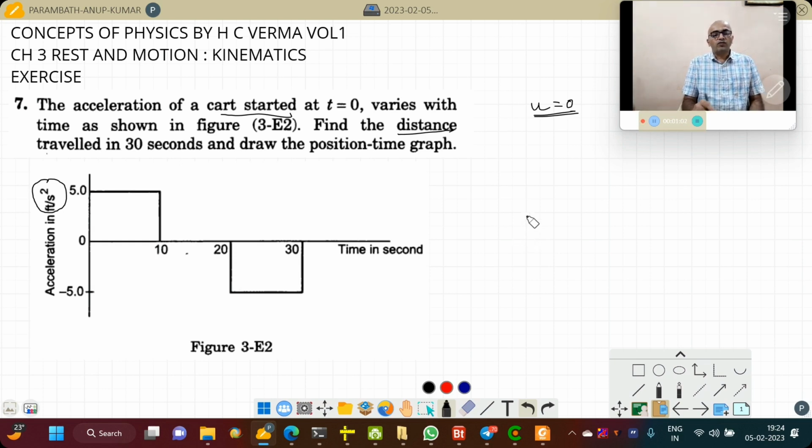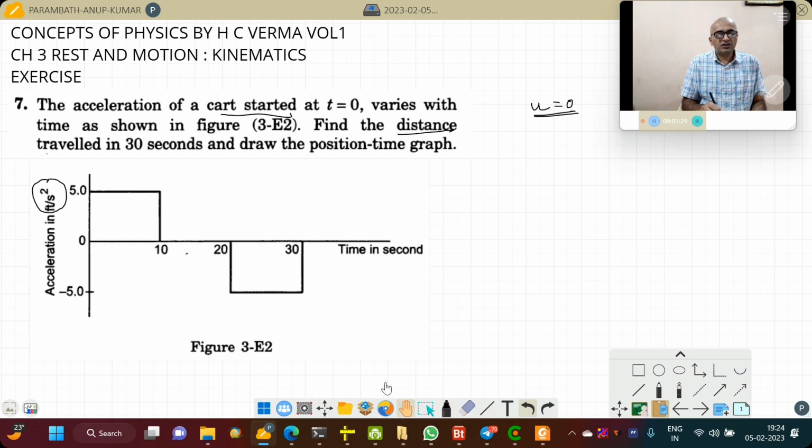So to find the position time graph, or before that finding the distance traveled in 30 seconds, one of the easy ways is to make the velocity time graph, and from that graph you get the distance traveled, because area under velocity time graph gives the distance or displacement, and from that you can make the position time graph. Students, so let us make this graph.